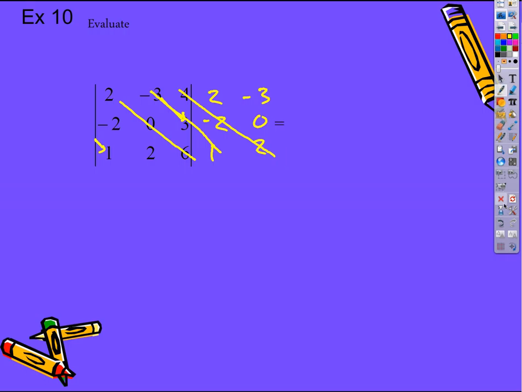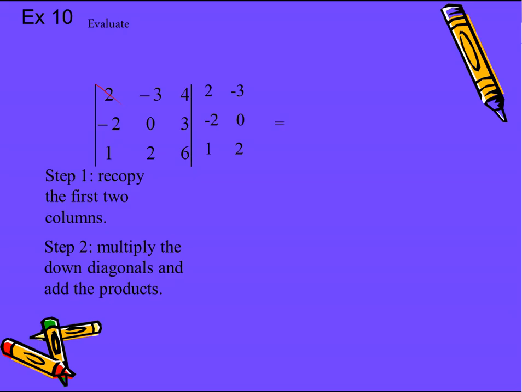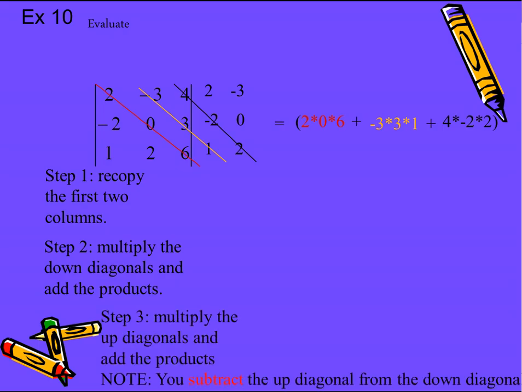Okay. I'll show that to you a little more clearly on here. So if we repeat those, we're going to get, there's one product. All 3 of those: 2 times 0 times 6, plus the next diagonal, negative 3 times 1, plus 4 times 2 times negative, 4 times negative 2 times 2. Okay, we take the sum of all the descending diagonals minus the sum of all of the ascending diagonals.